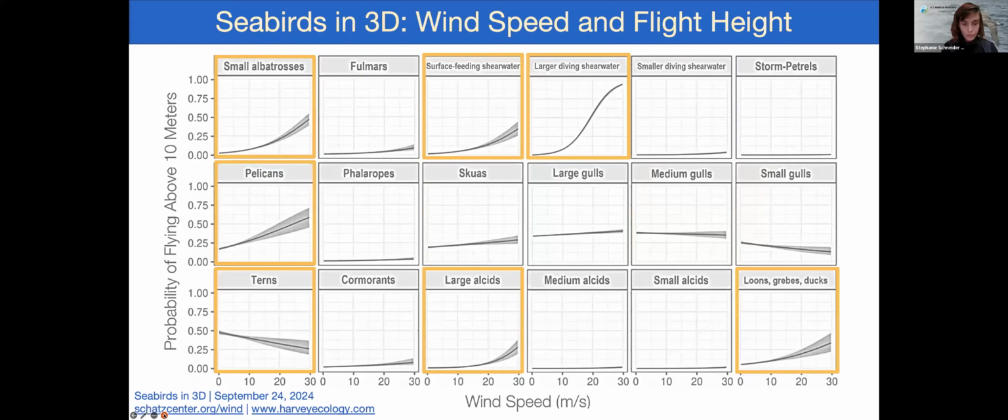Finally, we have groups with more extreme responses to wind. When I say extreme, I mean a 10% change in the probability or greater, and that could be increasing or decreasing. With terns, as wind speeds increase, the probability of them being at risk height is decreasing, whereas with something like a larger diving shearwater, the pattern is the opposite. Anyways, to the next slide.